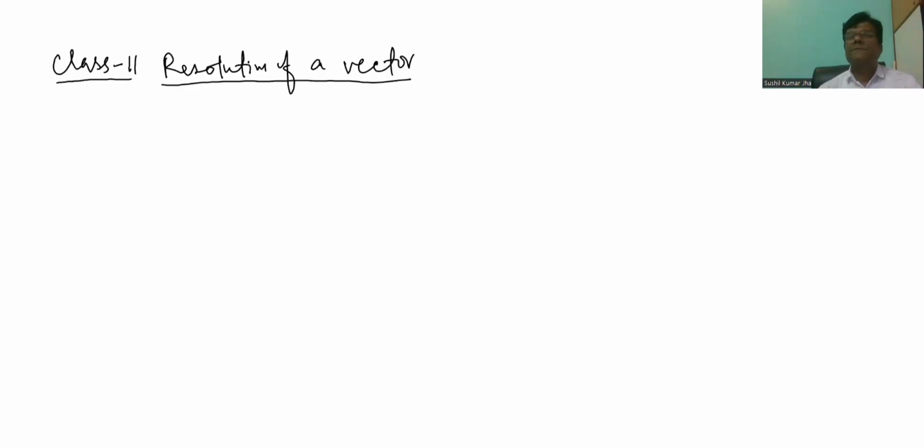Okay, good evening. So let's continue resolution of vector. बताया था कि resolution means splitting a vector. तो जब हम split करने की बात कर रहे हैं तो इसमें कुछ और चीजें देखते हैं और खासकर resolution में rectangular resolution देखते हैं पहले. Rectangular resolution, right?